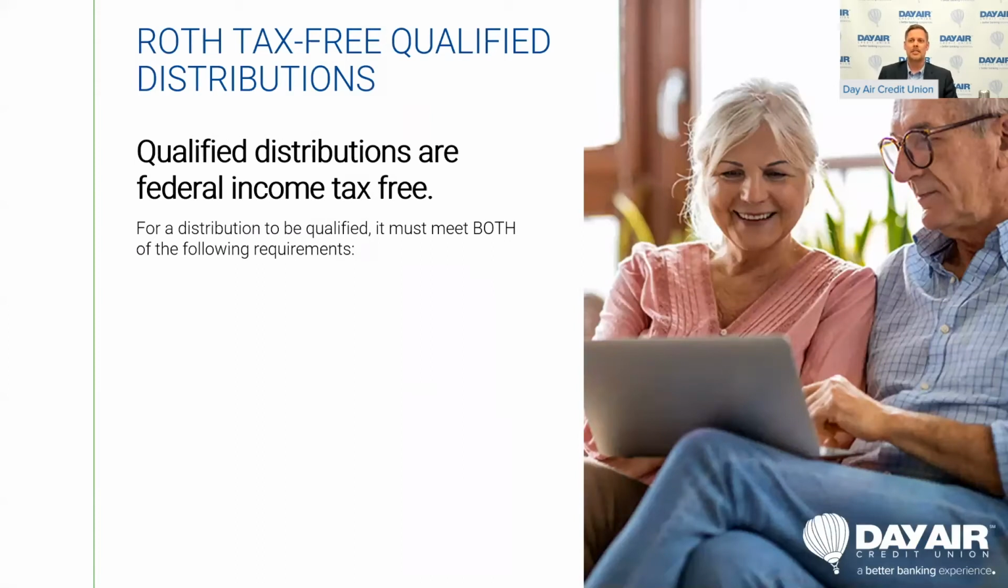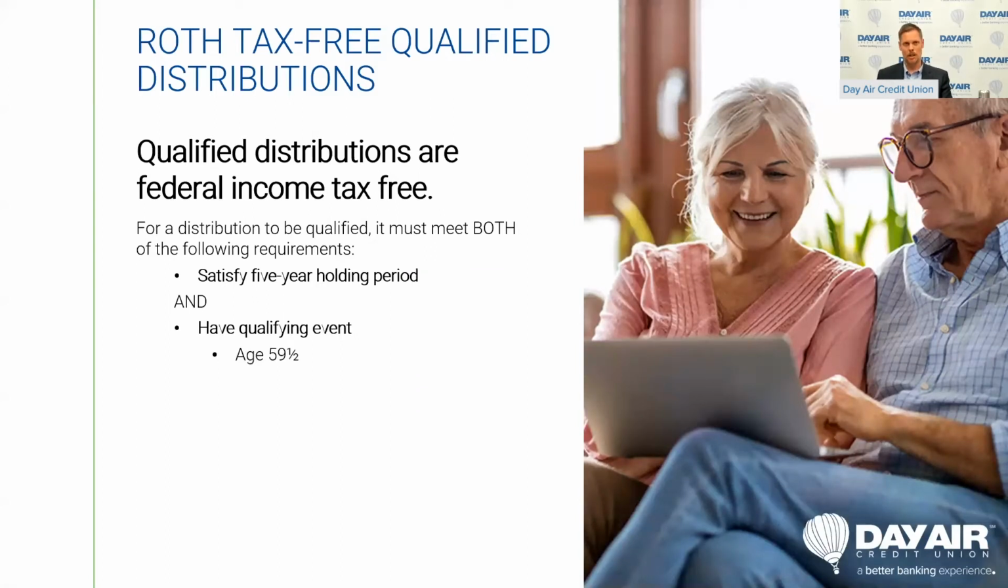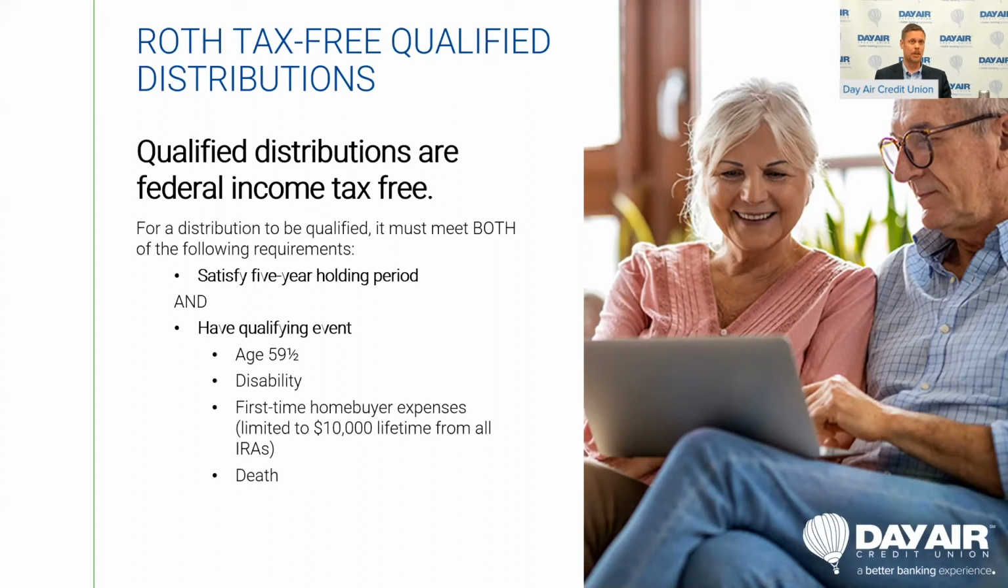What does it take to have a qualified Roth distribution? So there are two rules that need to be met. The first is the 5-year holding period. And the second is to have a qualifying event. The usual qualifying event is age 59 and a half. When you're over age 59 and a half, the earnings are essentially tax-free as long as that 5-year holding period is satisfied as well. There are other qualifying events like disability, death, first-time homebuyer expenses.